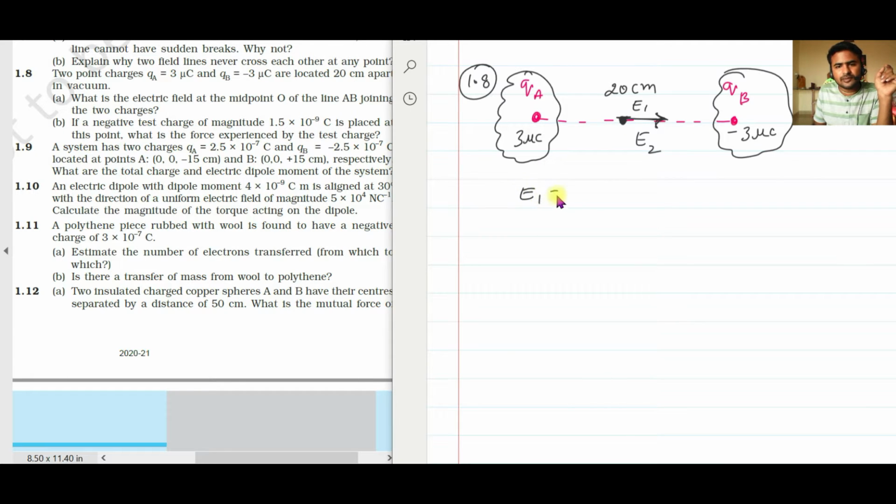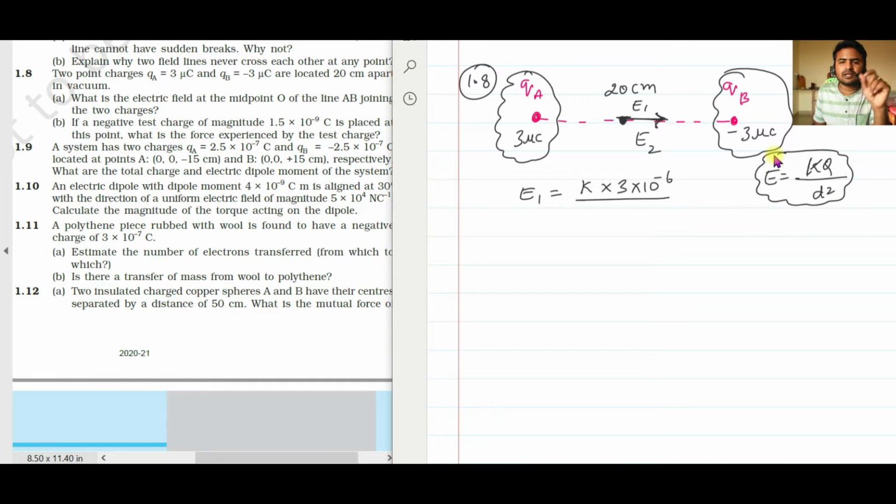So E1 is going to be K into 3 micro, and micro is 10 power minus 6, so 3 microcoulomb, divided by the distance from the center to this charge, which is 10 centimeters. So 10 into 10 power minus 2, the whole square, because distance square is in the formula for electric field. That is kq by d square, or kq by r square, is the formula for electric field. So I'm using this formula.